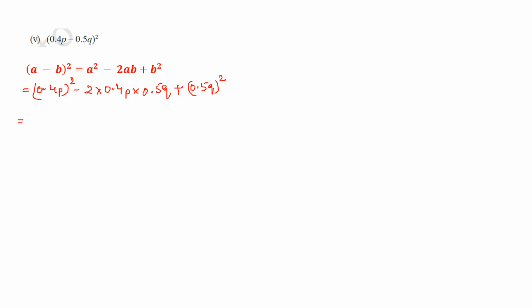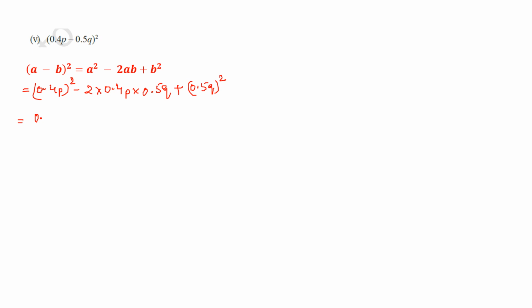Now moving to the fifth, 0.4p minus 0.5q whole square. So here again we have to use the identity a minus b whole square. Okay, so it will be 0.4p whole square minus 2 into 0.4p into 0.5q plus 0.5q whole square. So 0.4 whole square is, 4 square is 16.